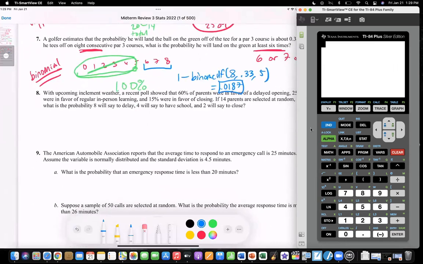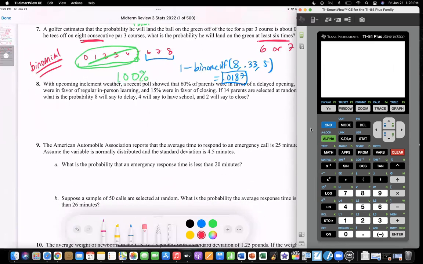Okay, let's do the last one here. Since we've done it already, I'm going to go a little bit quicker. I don't want to make this too long. Okay, so if I look at my possibilities here, some are in favor of a delayed opening, some in favor of regular in-person learning, and then some in favor of closing the school. Okay, so notice we have 3 possibilities, and it doesn't change each time. So for each parent there's a 60% chance for delayed, 25%, and so on. So anything more than 2, we have to use multinomial. Okay, since we have 3 possibilities.